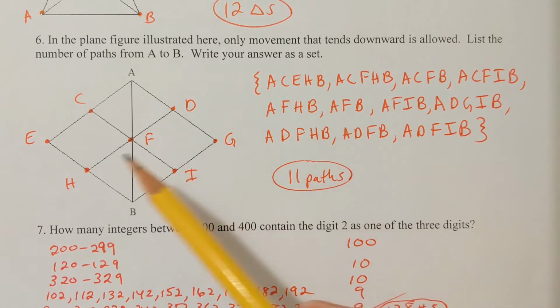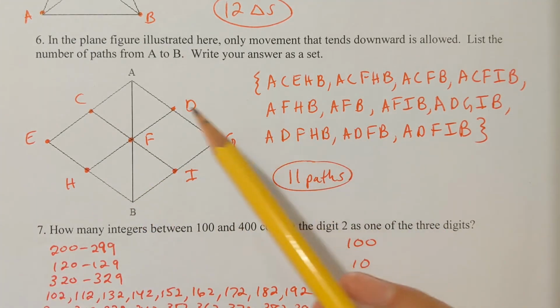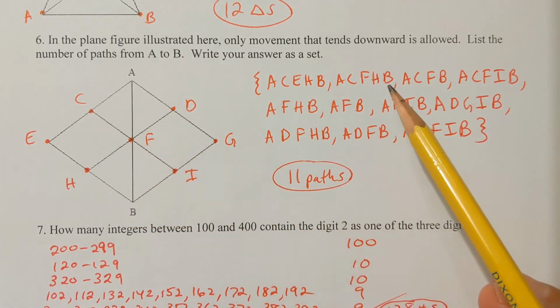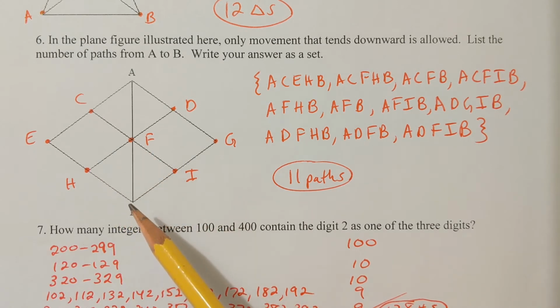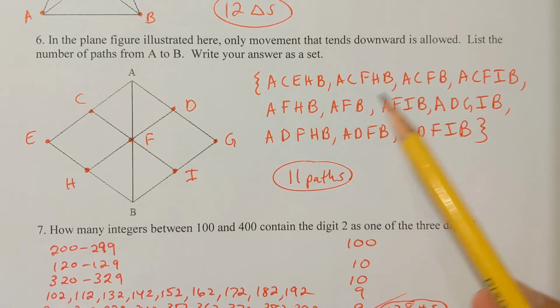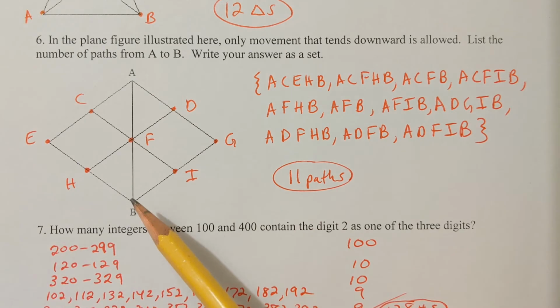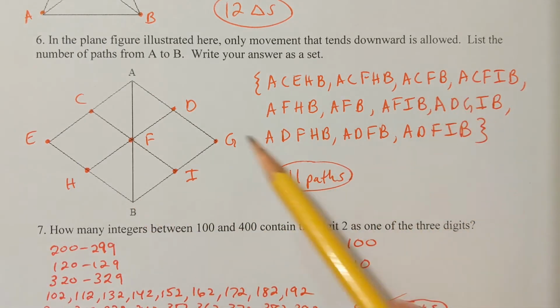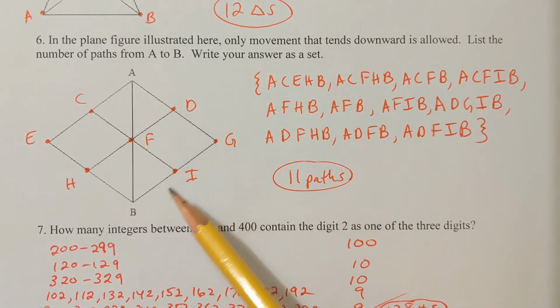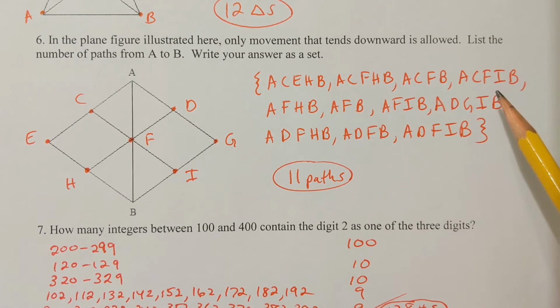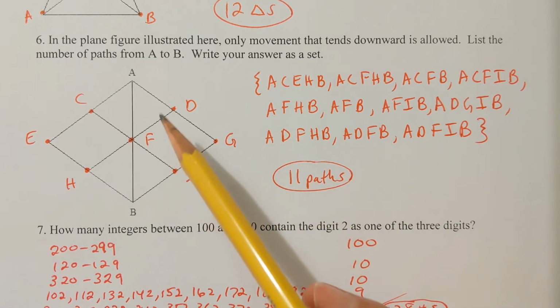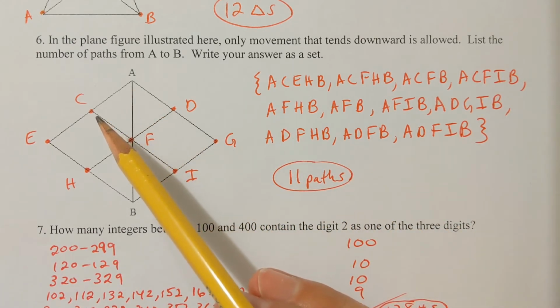E, H, B, that's going to be 1. A, C, F, H, B, that'd be 2. A, C, F, B, that'd be 3. A, C, F, I, B, that'd be 4. Okay? That's going to be everything from A to C.